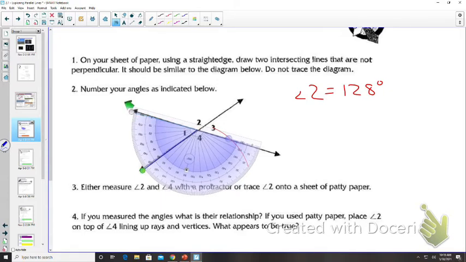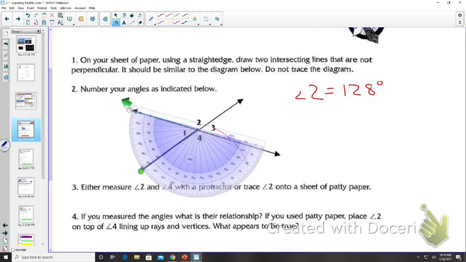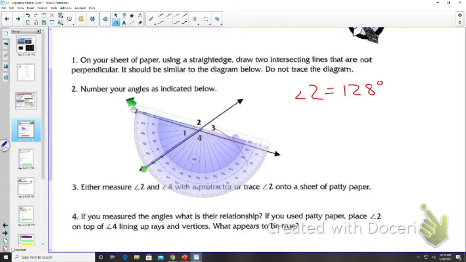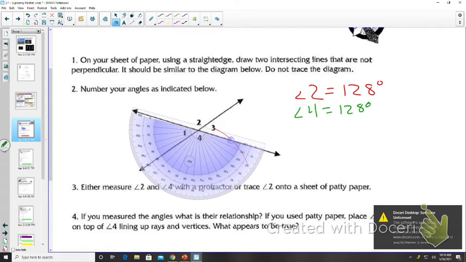Okay, same thing, we're going to set that up here, and voila, look at that. Angle 4 is also, and it's hard to move it on the smartboard, I'll move it back over here. But if I measure angle 4, it is also 128 degrees. How about that? So angle 4 is also equal to 128 degrees.